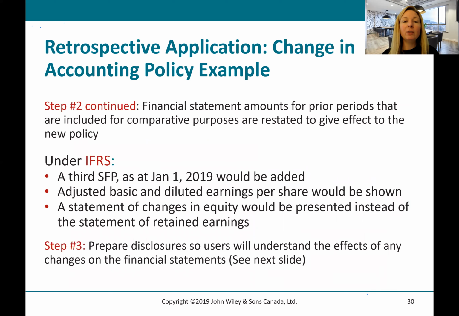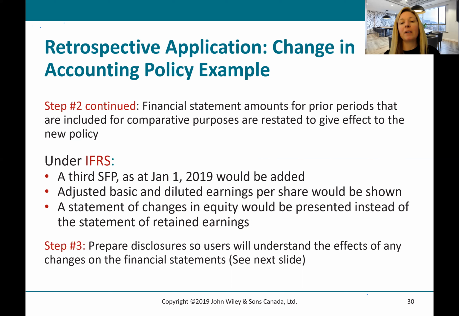So step 2, continued. Financial statement amounts for prior periods that are included for comparative purposes are restated, just as we just saw. And like I said, under IFRS, we would have the statement of changes in equity, and we would need to think about the impact on earnings per share for basic and diluted earnings per share, because IFRS is really focused on public companies. So public companies are what have earnings per share. That's why that's specific to IFRS. Private companies don't have shares that trade on public exchanges, so they're not going to have earnings per share.